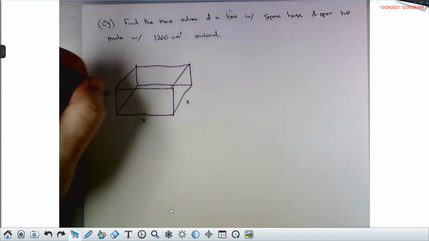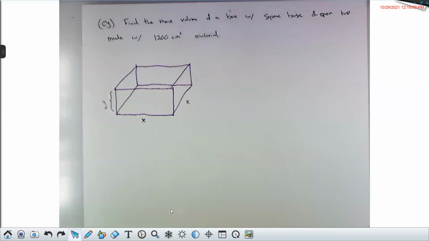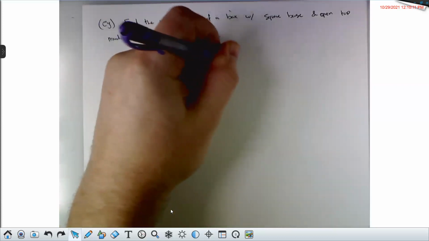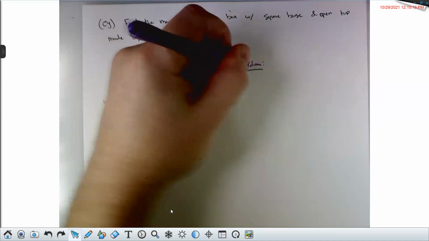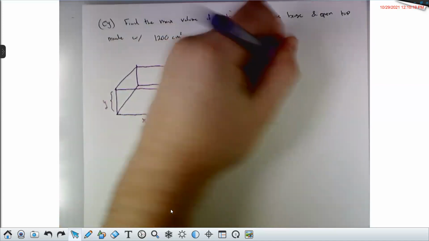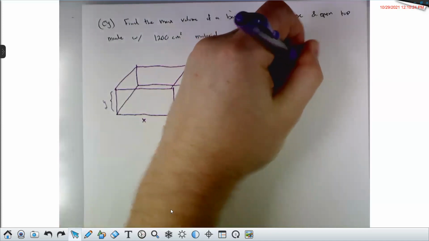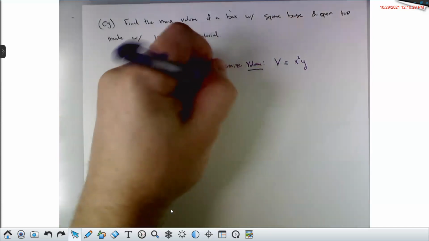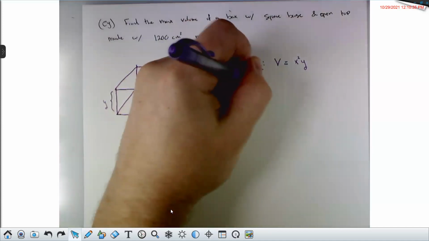So the base of the box is square, and the height of the box I'll call Y. The top of the box is open. We want to maximize the volume. And that volume, V, is length times width times height, right? So that's X squared times Y. The other restriction, the constraint here, is the surface area.